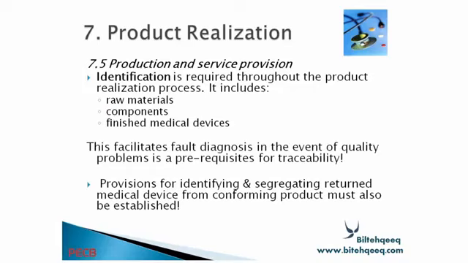Identification is required throughout the product realization process. It includes raw material, components, and finished medical devices. Facilities that facilitate fault diagnosis in the event of a quality problem are a prerequisite for traceability. Provision for identification and segregation of returned medical devices from conforming products must also be established. So you have to develop a mechanism by which you can identify any product at any stage of production.